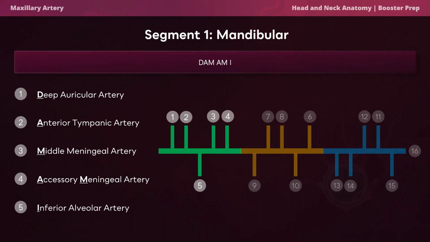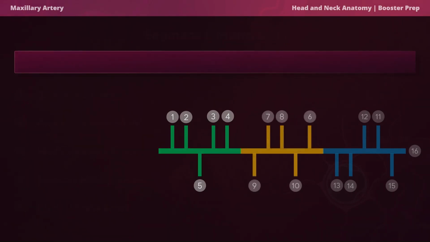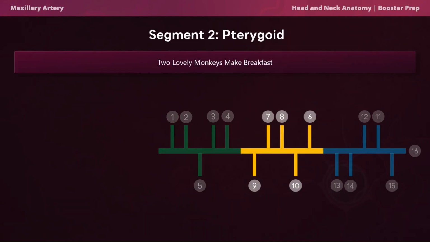Now, I bet you guys are thinking, where's the mnemonic for this whole thing? And it's been at the top this whole time. The mnemonic is, "DAMN AI"? As in, damn am I a genius when I remember the first segment of the maxillary artery? And the answer is, of course, yes, but we have to move on to the second segment, the pterygoid.